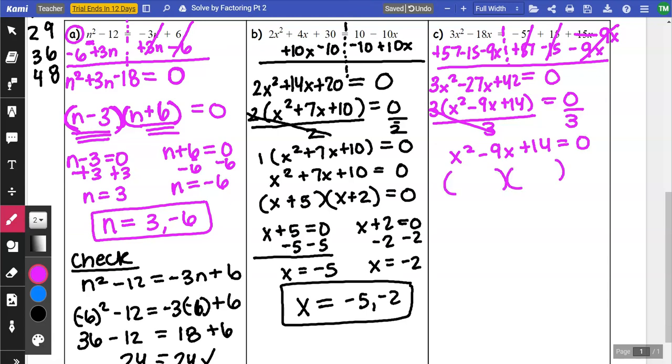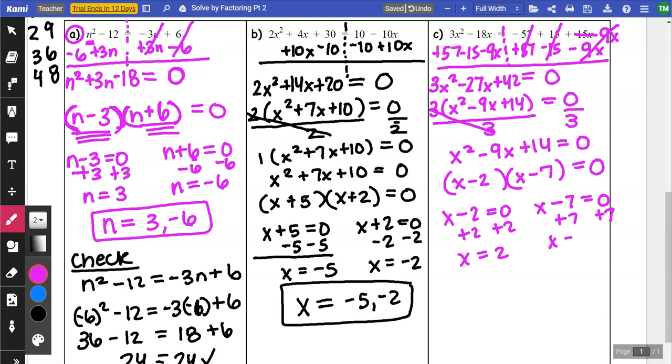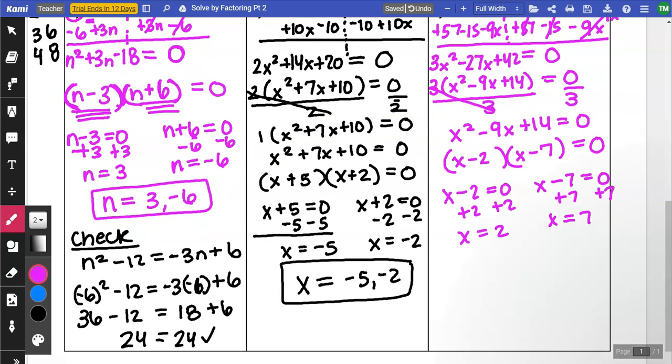Then you should have factored this left-hand side. And we're going to have x minus 2 times x minus 7. Then you're going to set each of those factors equal to 0. And add 2 to both sides. So x equals 2, add 7 to both sides. And so we found that either x equals 2 or x equals 7 will make this equation equal to 0. So our final answer is x equals 2 and 7.